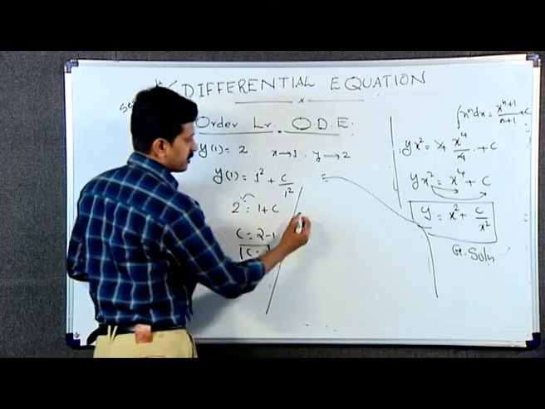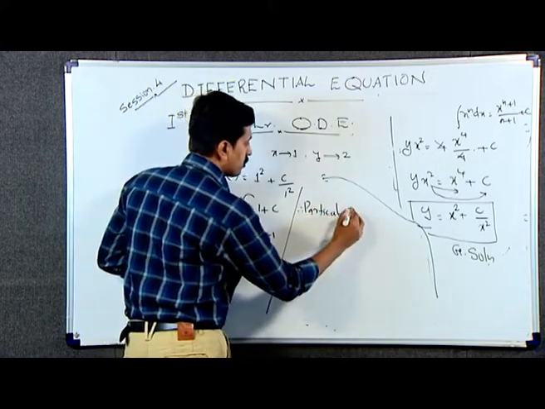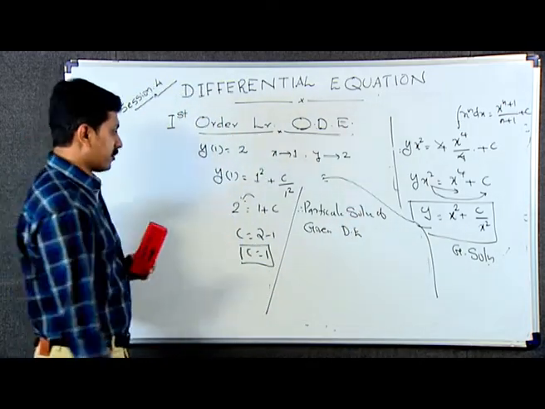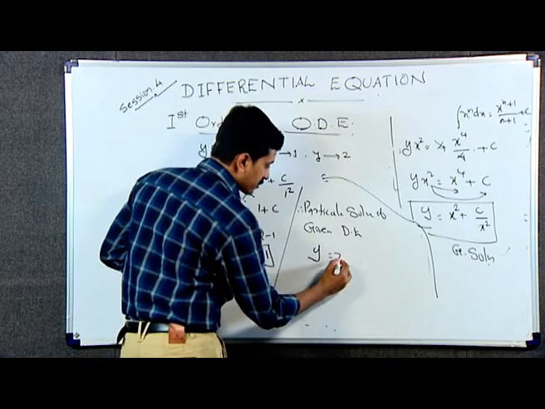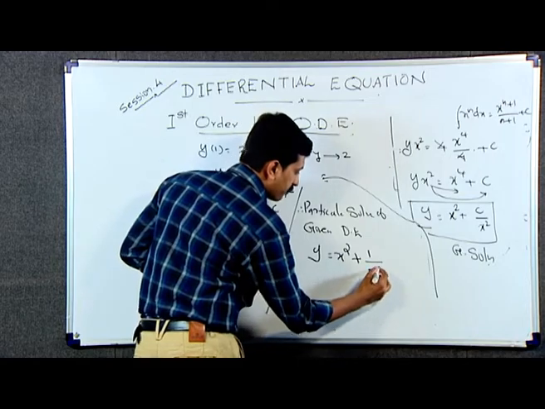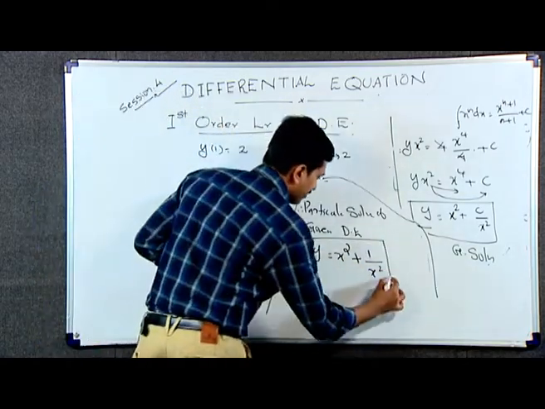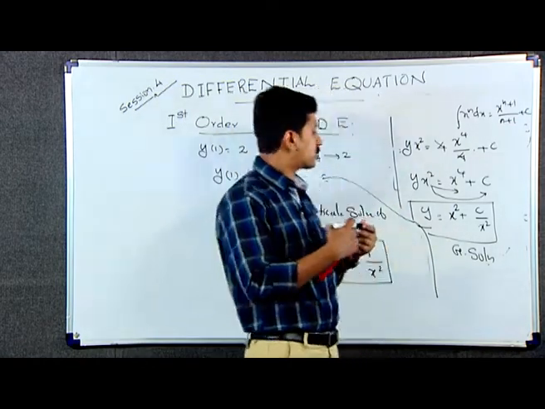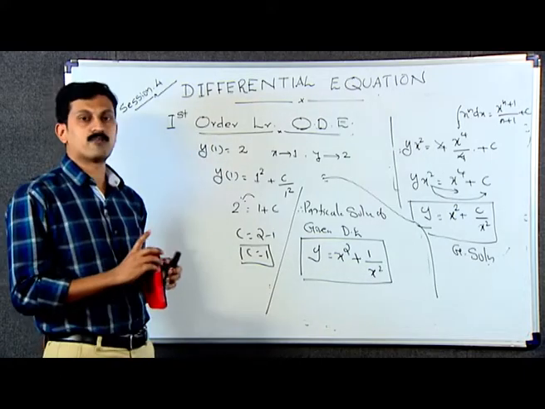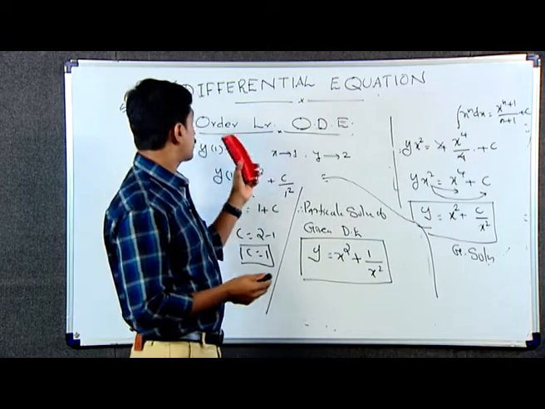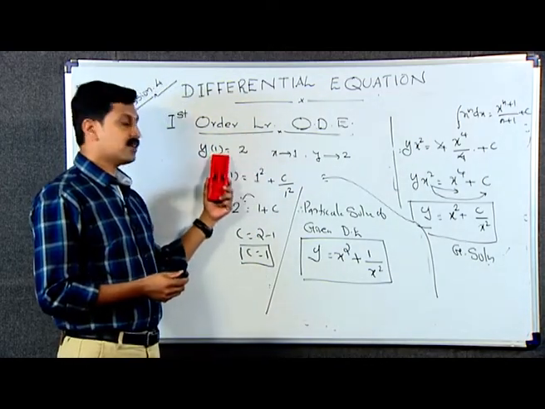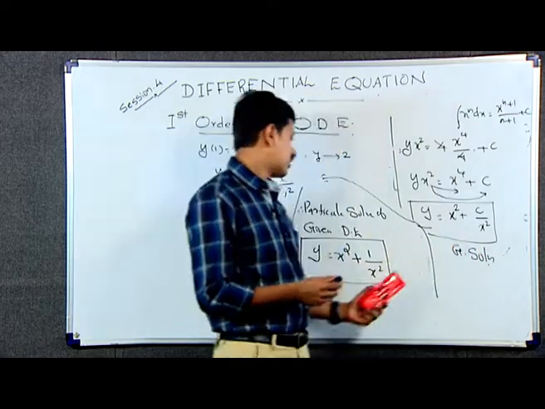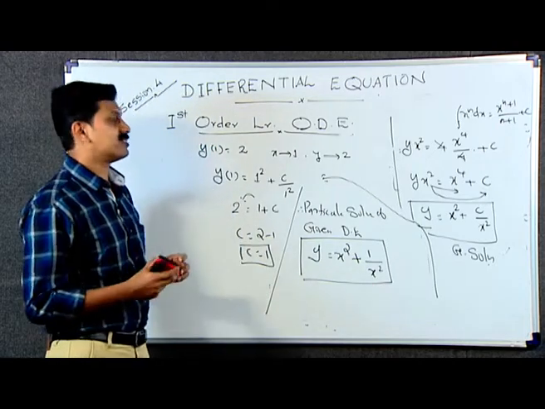That is why we say that the particular solution of the given differential equation is y is equal to x square plus, instead of c, we replaced it by 1, divided by x square. So, here we discussed two types of questions. One is just a linear differential equation, and the second is the initial value problem for a differential equation. In case of any first order differential equation, if one initial condition exists, there should exist a particular solution by using that initial condition.